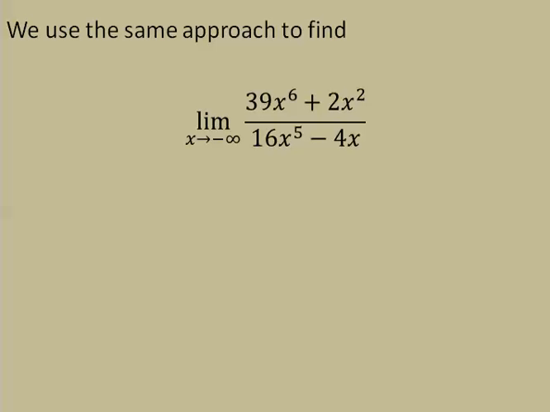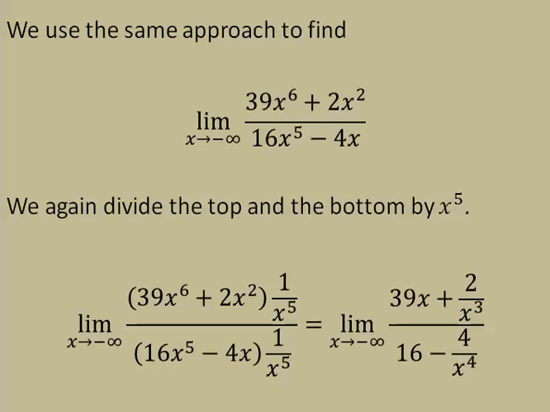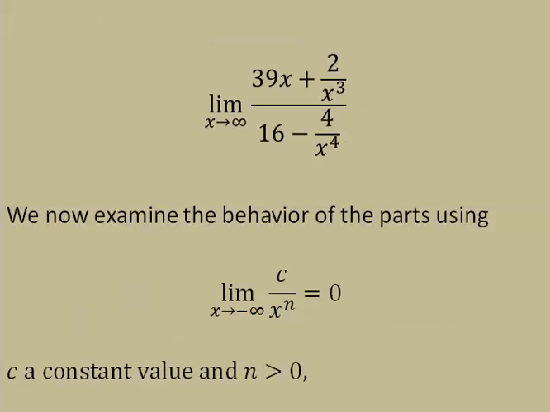We use the same approach to find the limit as x goes to negative infinity. So we're asking what's the end behavior of the function going in the negative direction. Again, we divide the top and the bottom by x to the 5, which is the same as multiplying it by 1 over x to the 5. Then we just have to do the algebra. And the limit as x goes to negative infinity of some number over x to the n, that also is 0.